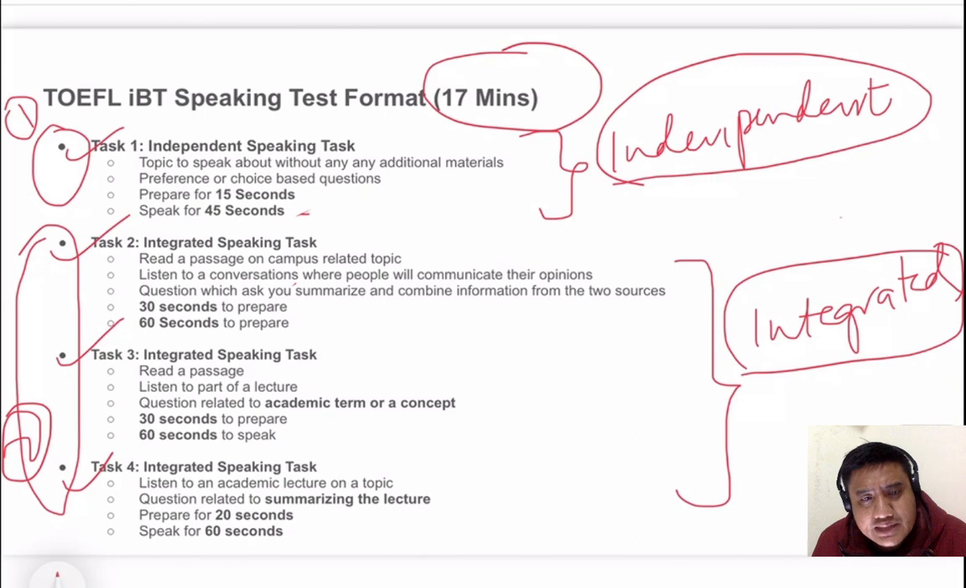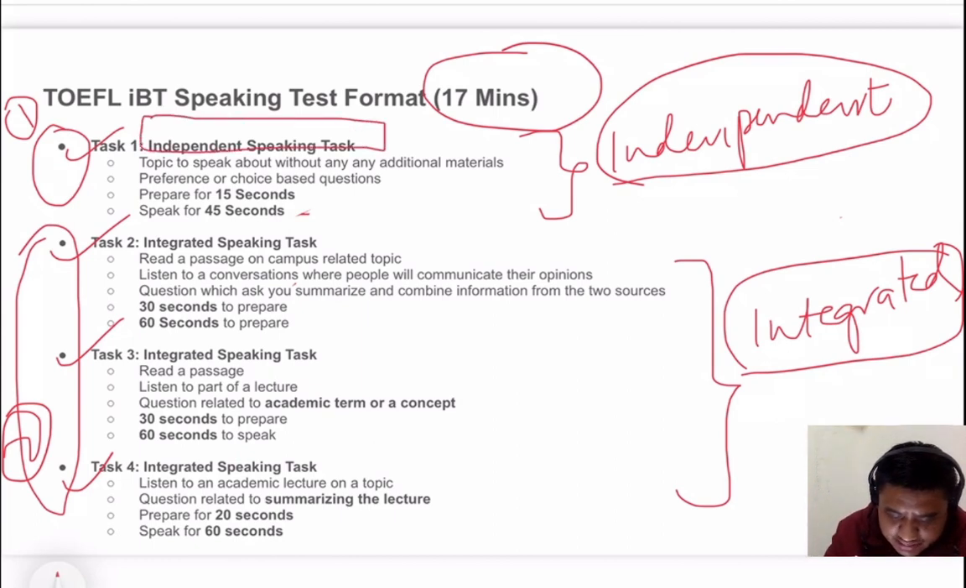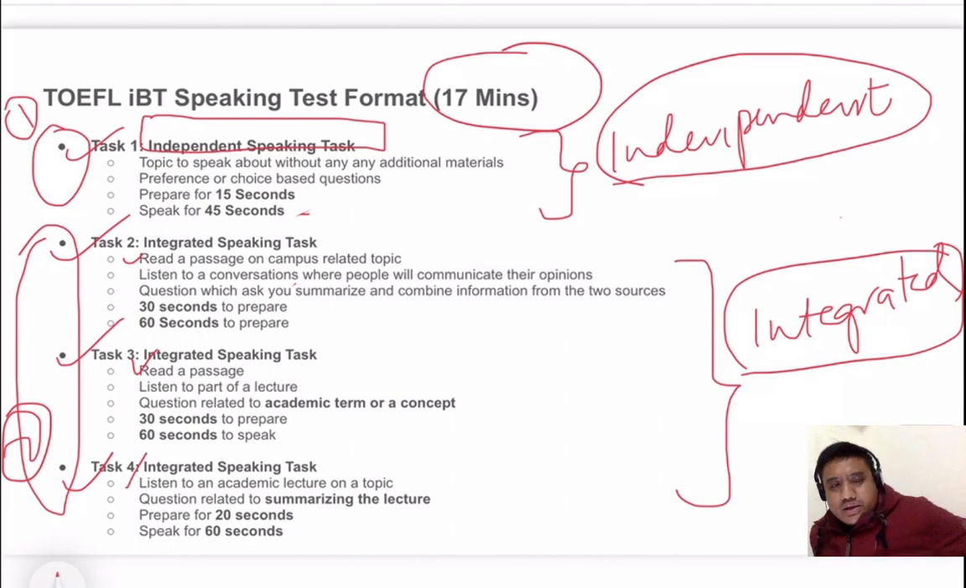The only thing is that there are three integrated parts. So in the case of speaking, task one is independent, and task two, task three, and task four are all integrated. So let's look at each task one by one now.